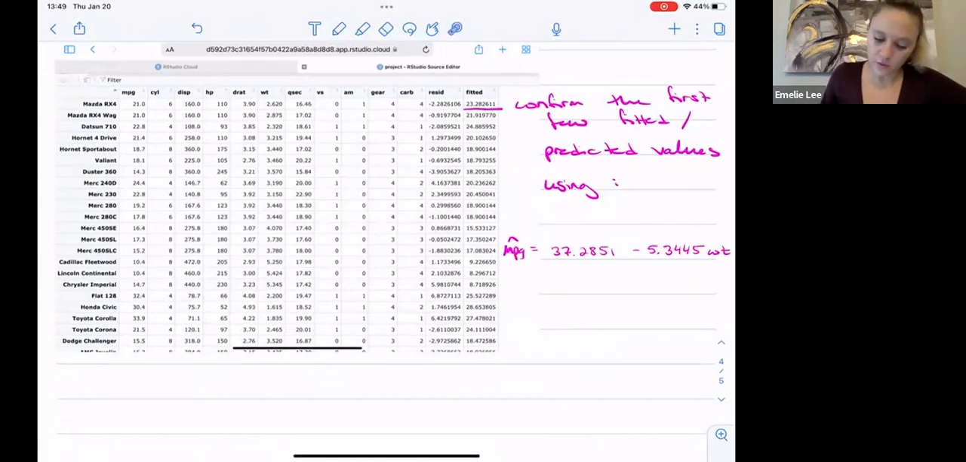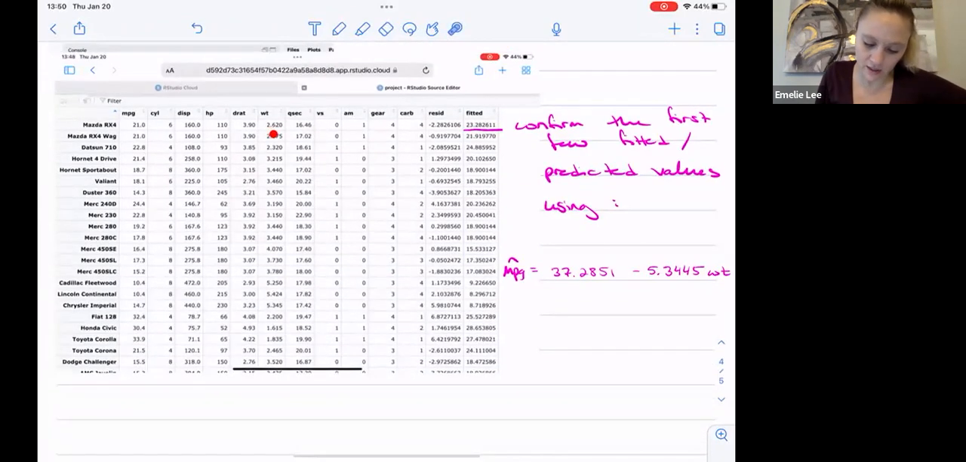Okay, so what you would do is you would take the weight of 2.620 and plug it in here and just make sure that you get a predicted value of 23.28. And that's just to confirm that you've appended it to the right values. Should work out, but I'll let you test it out. I really hope it works. It will.